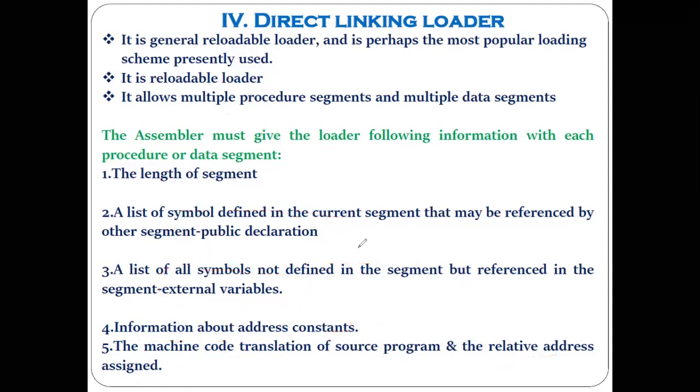Okay. Conversion of source program into the machine program. That is what I have mentioned here as the machine code translation of the source program and the relative addresses. When the source program, the assembly language program, gets translated into the machine language program, that machine language program also has to be provided to the loader along with their addresses. So these different things have to be provided by the assembler to the loader. Okay. And with the help of these, the loader does the functioning of allocation, relocation, and loading.